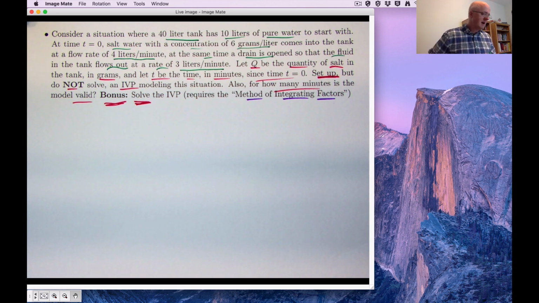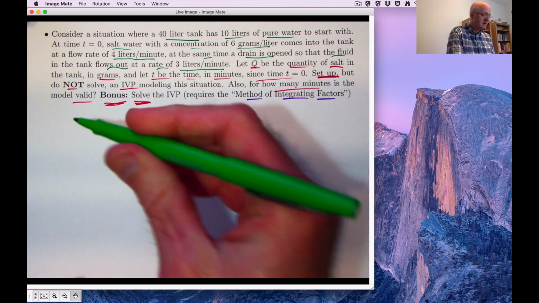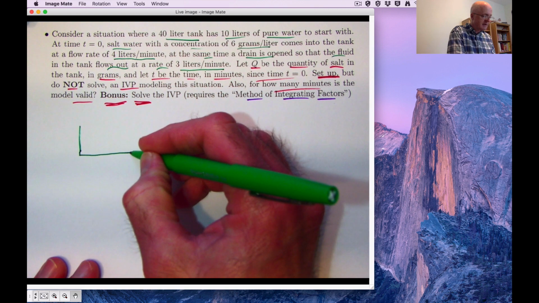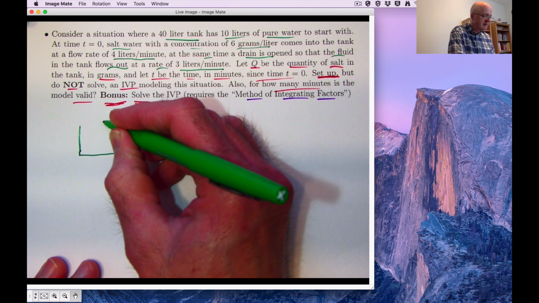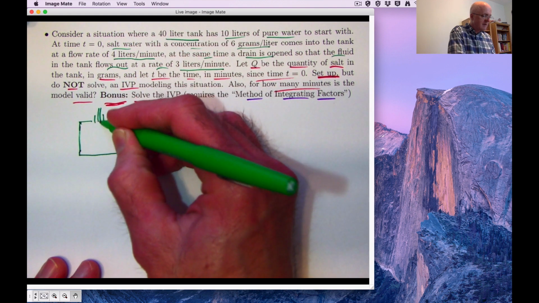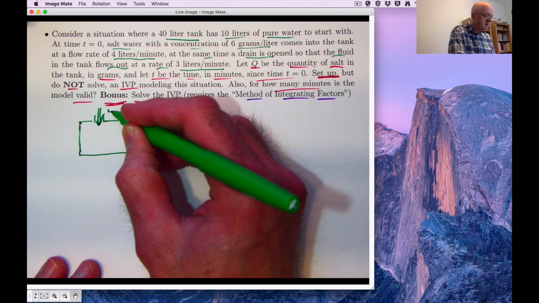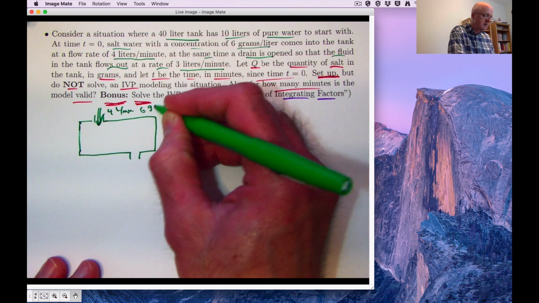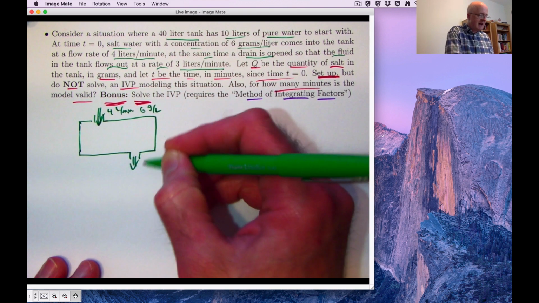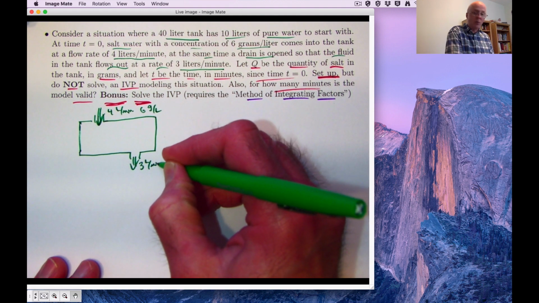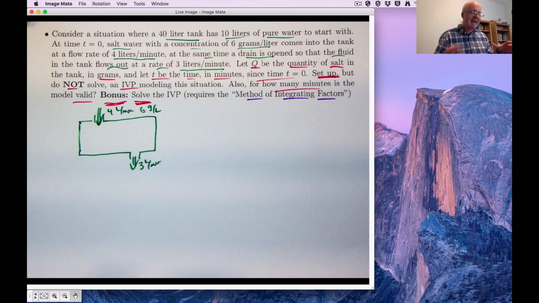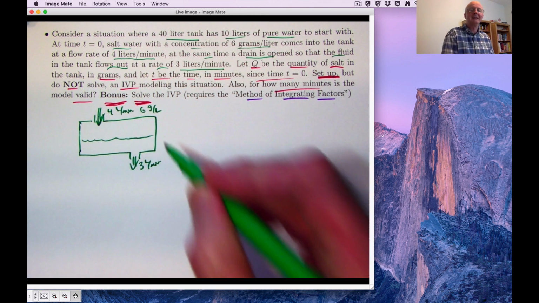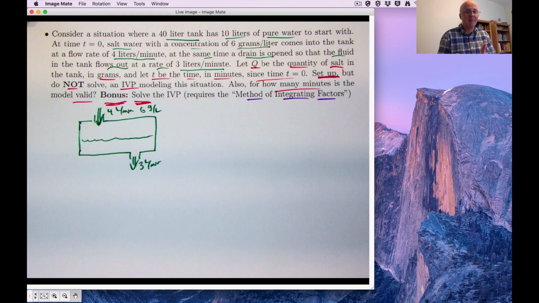All right, so how do you set it up? You can make a drawing of the vat if you like. It's not absolutely necessary, but many times people find it helpful, something like this. Emphasize you got to flow in at 4 liters per minute. It's salt water with a constant concentration of 6 grams per liter. Here you've got it going out at 3 liters per minute. And it's well mixed. You assume the salt mixes instantaneously for the water inside, uniformly over the entire vat. That's obviously not true, but it's a simplifying assumption to actually solve the problem, so you can ignore the spatial effects.